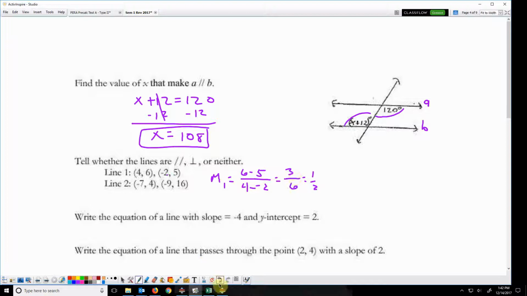Clearly that's a mistake. 6 minus 5 is not 3, 6 minus 5 is 1. Okay, so the slope of line 1 is 1/6.